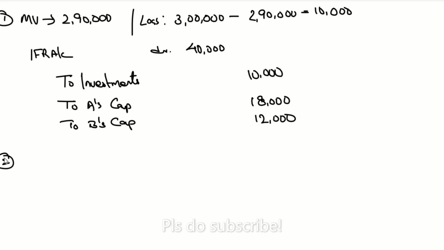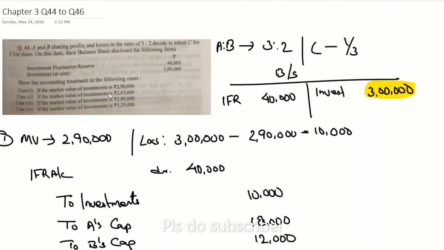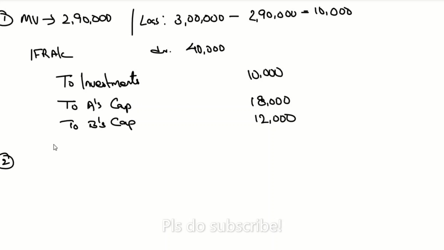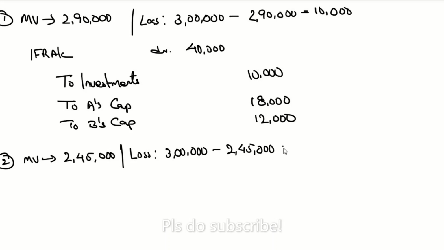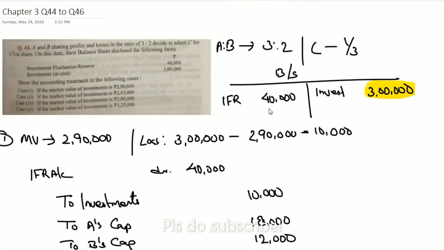Okay, then there is the second case. The second case says if the market value of investment is 2,45,000. So here the market value of the investment is 2,45,000, and in this case, what's the loss here? Loss is 3 lakh, which is the book value of the investment, minus market value, which is 2,45,000. The loss here is 55,000, but we only have 40,000 rupees in the investment fluctuation reserve account.